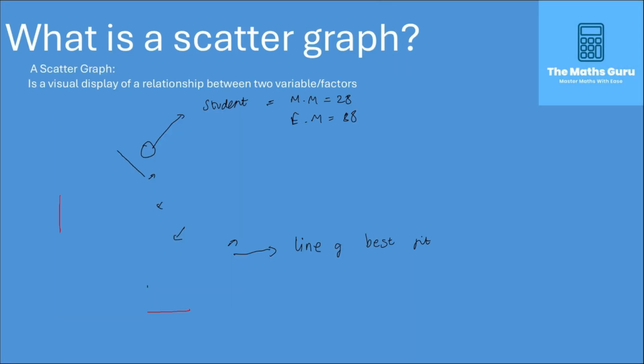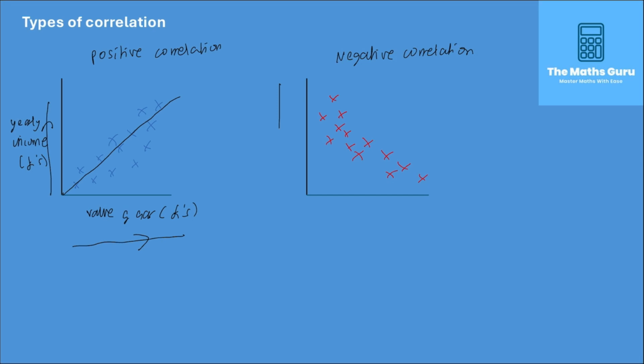Okay, let me just clean this up. And let's create an example off the top of our head and say, okay, as hours of exercise per week increase, body fat percentage decreases. And as you can see, as our body fat decreases going down towards zero, and our hours of exercise increase, it shows a negative correlation.